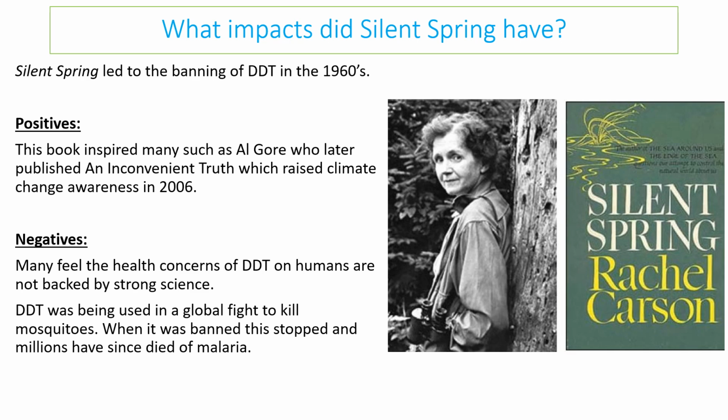in terms of spraying pesticides. Negative impacts, however, could possibly be in there as well, because many scientists feel now that the DDT evidence was not backed by strong science, and DDT was also at the time being used in the global fight against malaria-carrying mosquitoes. So since it was banned, millions of people have died of malaria, whereas we may have actually been able to eradicate the female Anopheles mosquito, which carries malarial parasites.